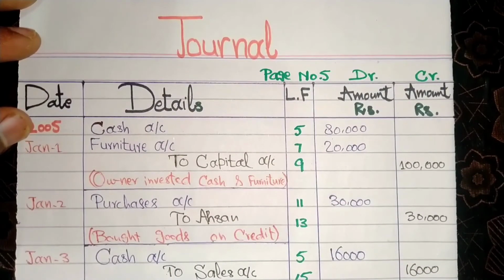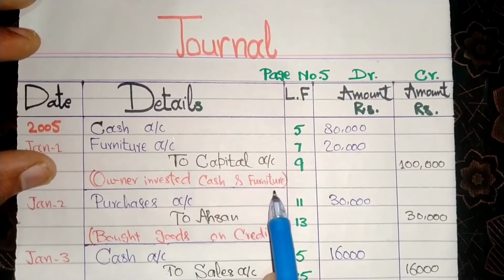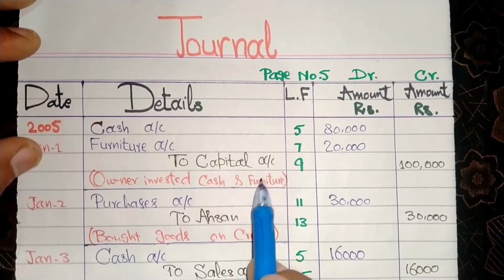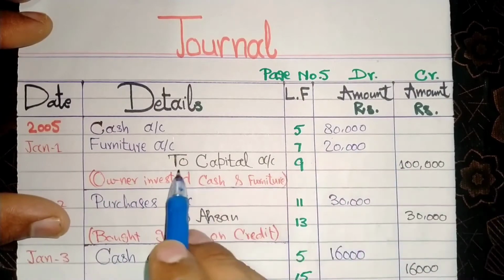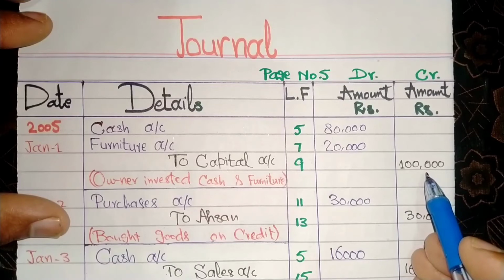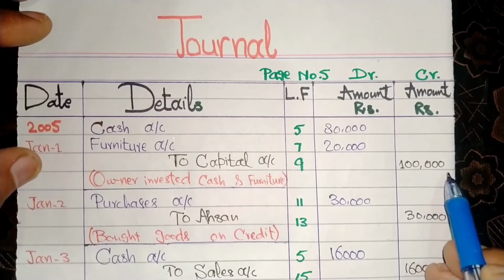In this way, Mr. Anwar started business with cash and furniture. The owner invested cash and furniture into the business. So the cash account and furniture account will be debited with these amounts, and the total amount is called capital, amounting to 100,000 rupees.